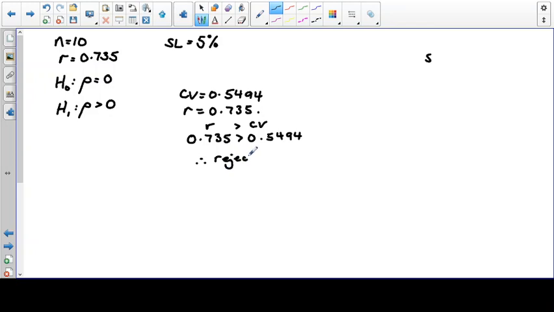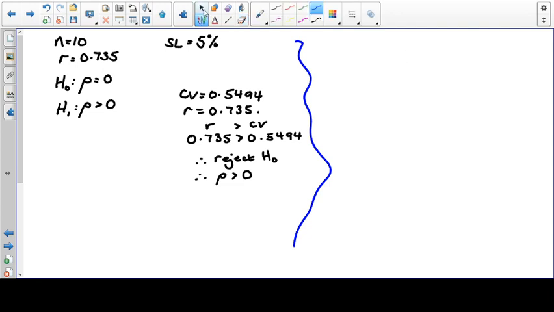reject H0 and conclude that the correlation must be positive for the population. So because my sample PMCC is stronger than what the table is saying is there's only a 5% chance of it happening, then that must be enough evidence to suggest that the correlation for the population is not 0 and it is actually positive. Okay, I'll show you another one.